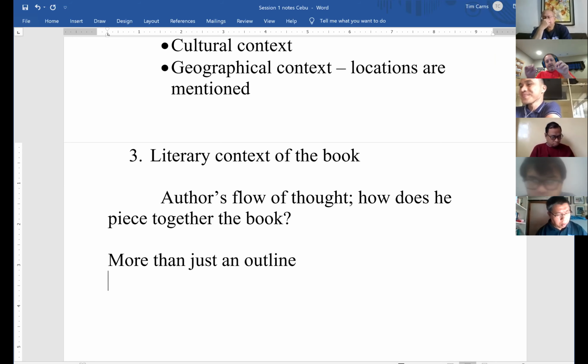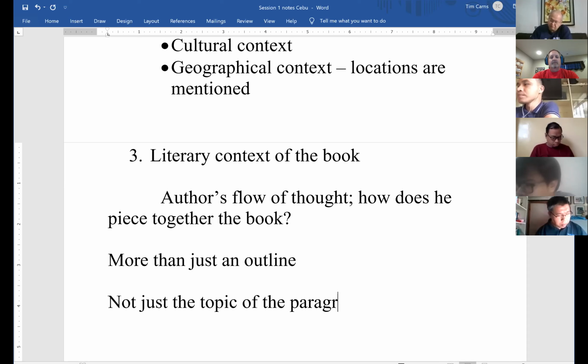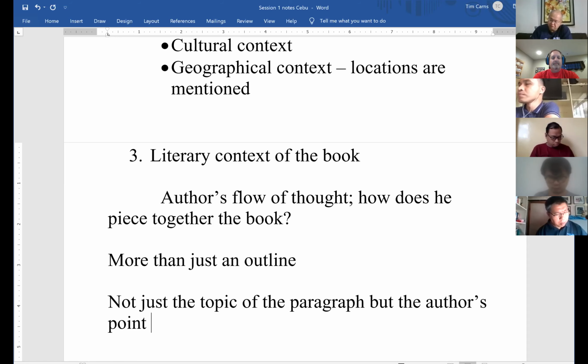Then the next paragraph is his prayer. But you don't just say Paul prays. What did he pray and why? So when we're doing literary context, we're trying to understand not just the topic, but the thought. Does that make sense? Not just the topic of the paragraph, but the author's thought, the author's point.